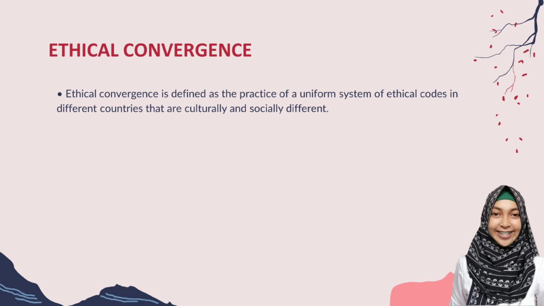Ethical convergence is defined as the set of practices of a uniform system of ethical codes in different countries that are culturally and socially different. As my group mate mentioned earlier, in the code of ethics, each country has different ethical codes and practices which differ from each other.